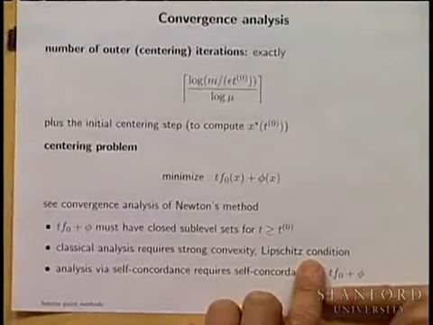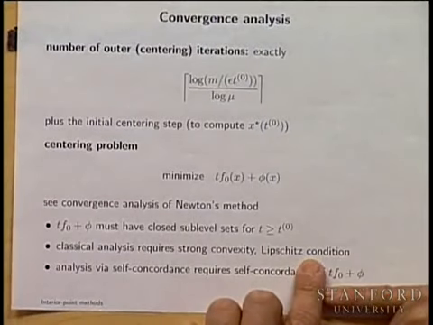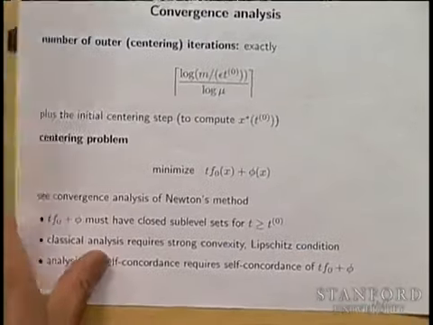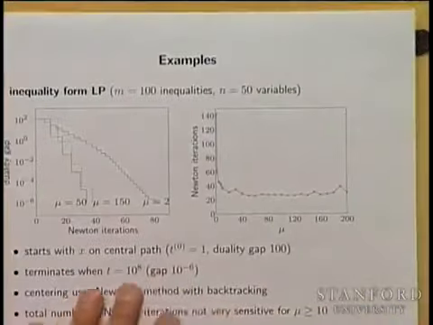That's fine. But the modern results come by using self-concordance. So if F0 and the log barrier are self-concordant, then tF0 is self-concordant for t bigger than 1, and tF0 plus phi is self-concordant for t bigger than 1. We'll get to that a bit later. But let's just look at some examples and see how this works.